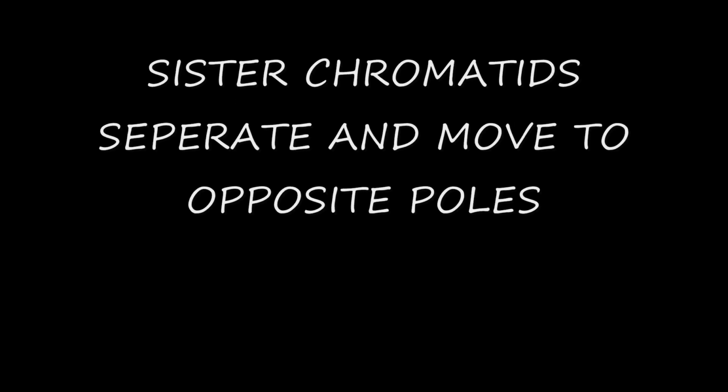In anaphase, centromeres divide, sister chromosomes separate and move to opposite poles. Now they're called chromosomes.